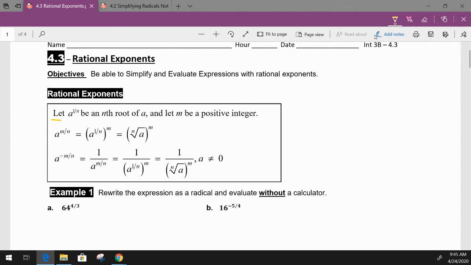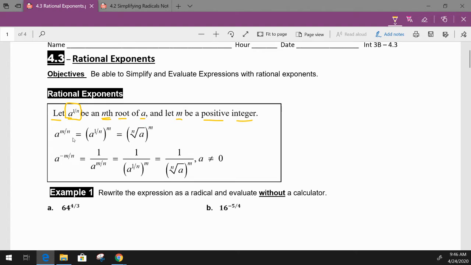So let a to the 1 over n power be the nth root of a. So a is basically your base. N is the root. So the root is the number that's in the denominator of the fraction of the exponent. And let m be a positive integer. So that's for this example here.